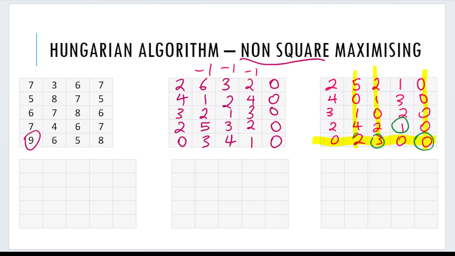So here, here, and here. And we're going to subtract that from anything that is uncovered. Anything that's covered by just one line is going to stay the same. So I'm going to start off by writing in all of those ones that are staying the same.